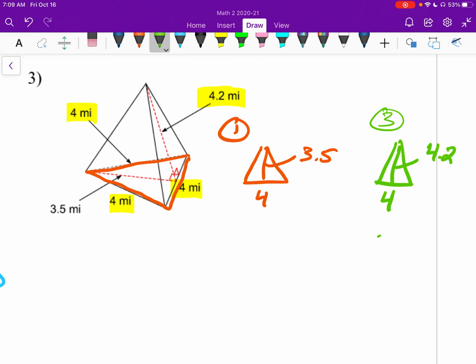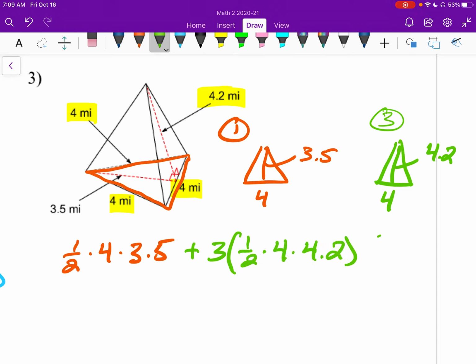So now I've got all my sides and I'm ready to write my equation. So the equation for a triangle is 1/2 base times height. And now I need my green triangle. I have 3 of these. 1/2 base times height. Right. And for this one, I'm just going to type this into my calculator.